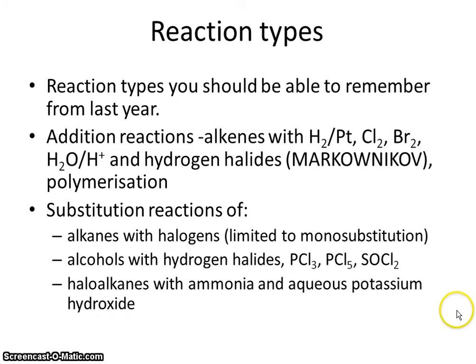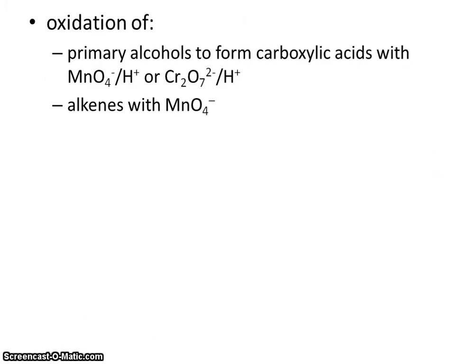And then haloalkanes with ammonia and aqueous potassium hydroxide. So haloalkanes with ammonia and a basic solution will create an amine. So haloalkanes to amines. Alright, so here we've got alkenes to haloalkanes, alkenes to alkanes, alkenes to polymers. Here we have alkanes to haloalkanes, alcohols to haloalkanes, haloalkanes to amines.